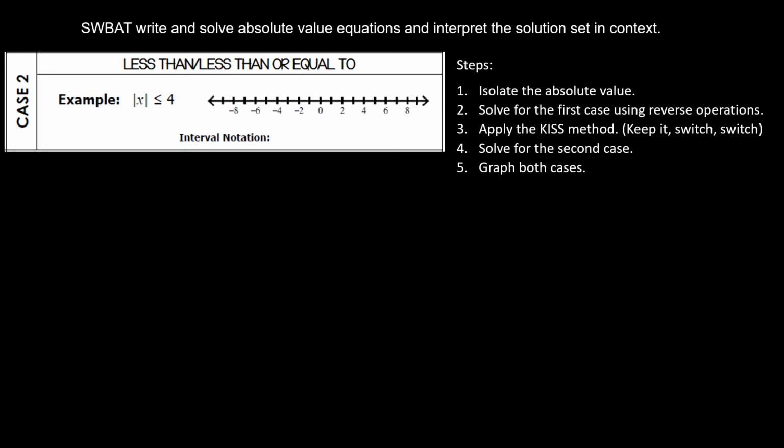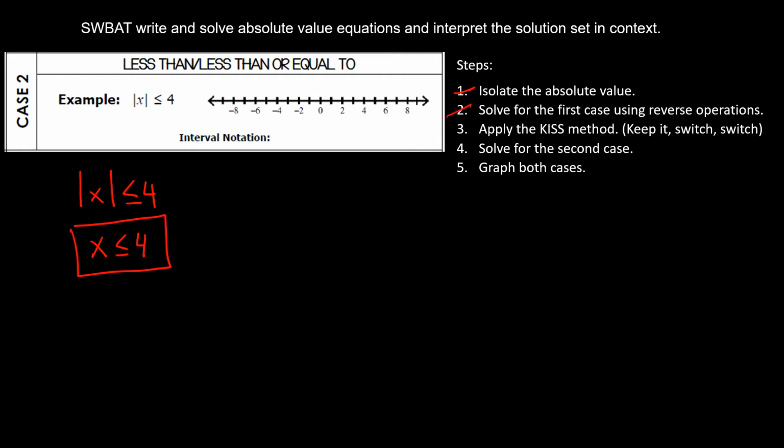In this case here, we take the inequality, the absolute value of x is less than or equal to 4. Okay. It's already isolated, so we're done there. So then we'll say x is less than or equal to 4. And that's good there, right?